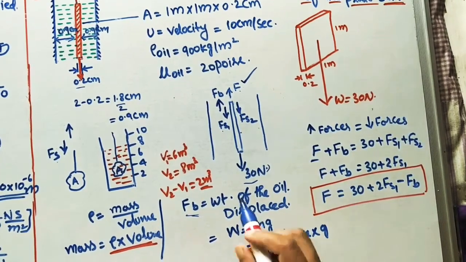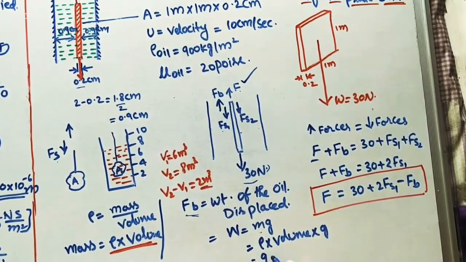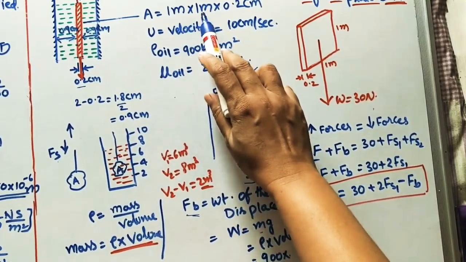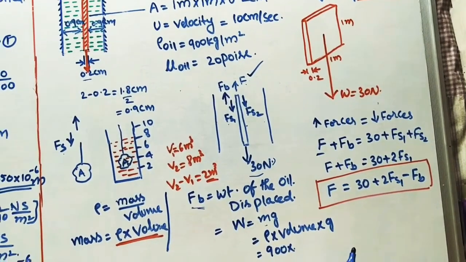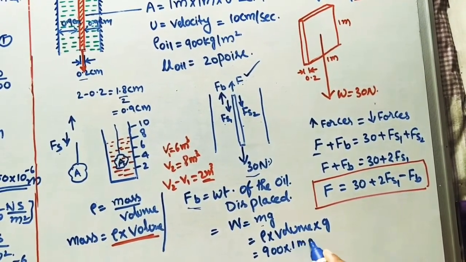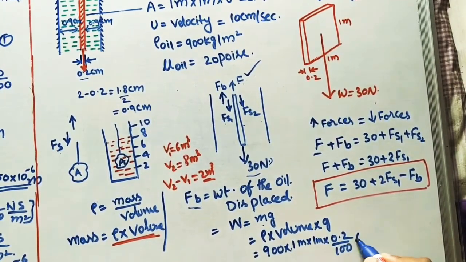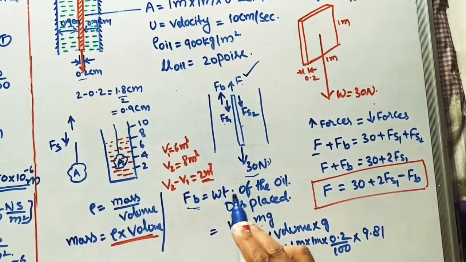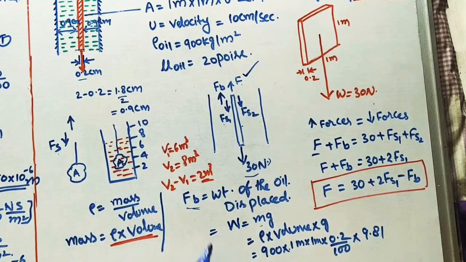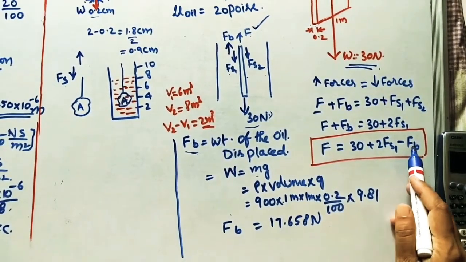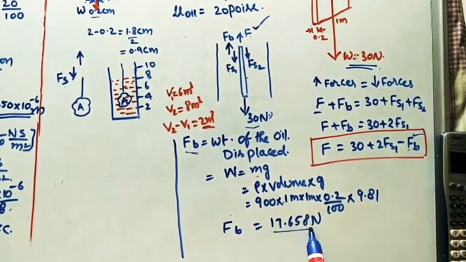Now what is rho of oil? It is given as 900. What is the volume of the plate? It is given as 1 meter into 1 meter into 0.2 centimeters. So I am taking it in meters: 1 meter into 1 meter into 0.2 by 100, into the g value. g is 9.81. So doing this, we will get the weight of the oil displaced, that is the buoyancy force. FB is equal to 17.65.